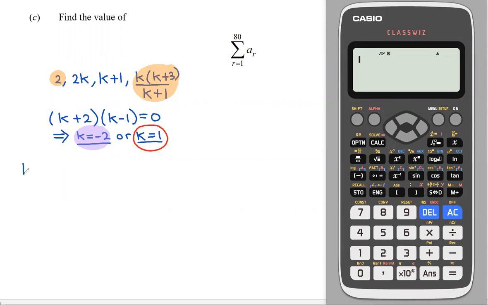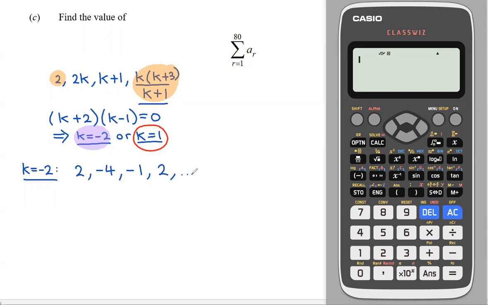So k equals -2. What do we get? Well, obviously the first term is 2. That's fixed. Then we have 2 times -2, which is -4. Okay, and then we have k + 1, which is going to be -1. Now, if everything's worked out correctly, if I sub -2 into the fourth term here, that would give us -2 multiplied by 1, which is -2, all divided by -2 + 1, which is -1. So that's -2 over -1, which is 2. So yes, we do get 2. And then because that's the same as the first term, this cycle will repeat.